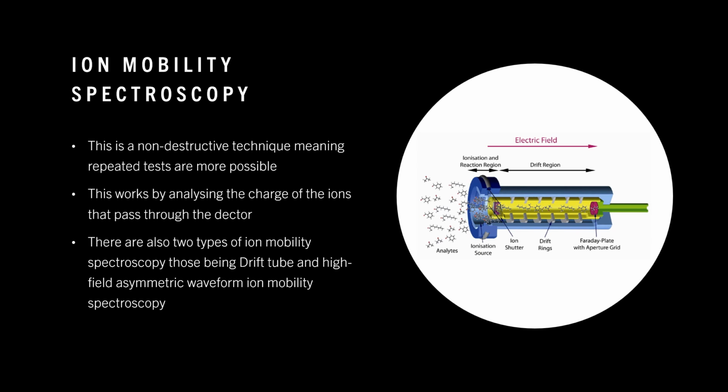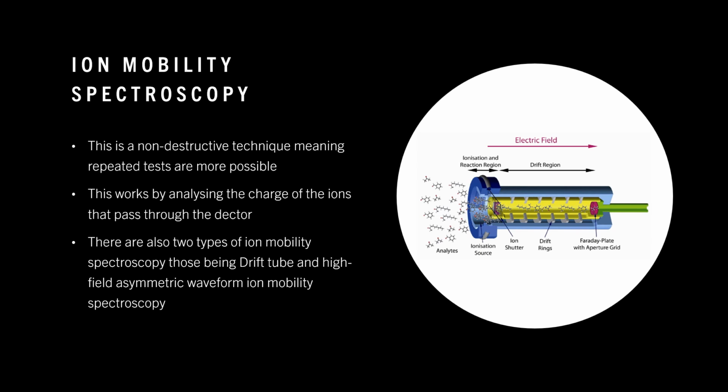So then there are two types of ion mobility spectroscopy as well, with one being drift tube ion mobility spectroscopy, which follows the process that I've explained, and even uses the time taken for the substance to reach that detector to be able to get a better idea of what chemicals may have been used.